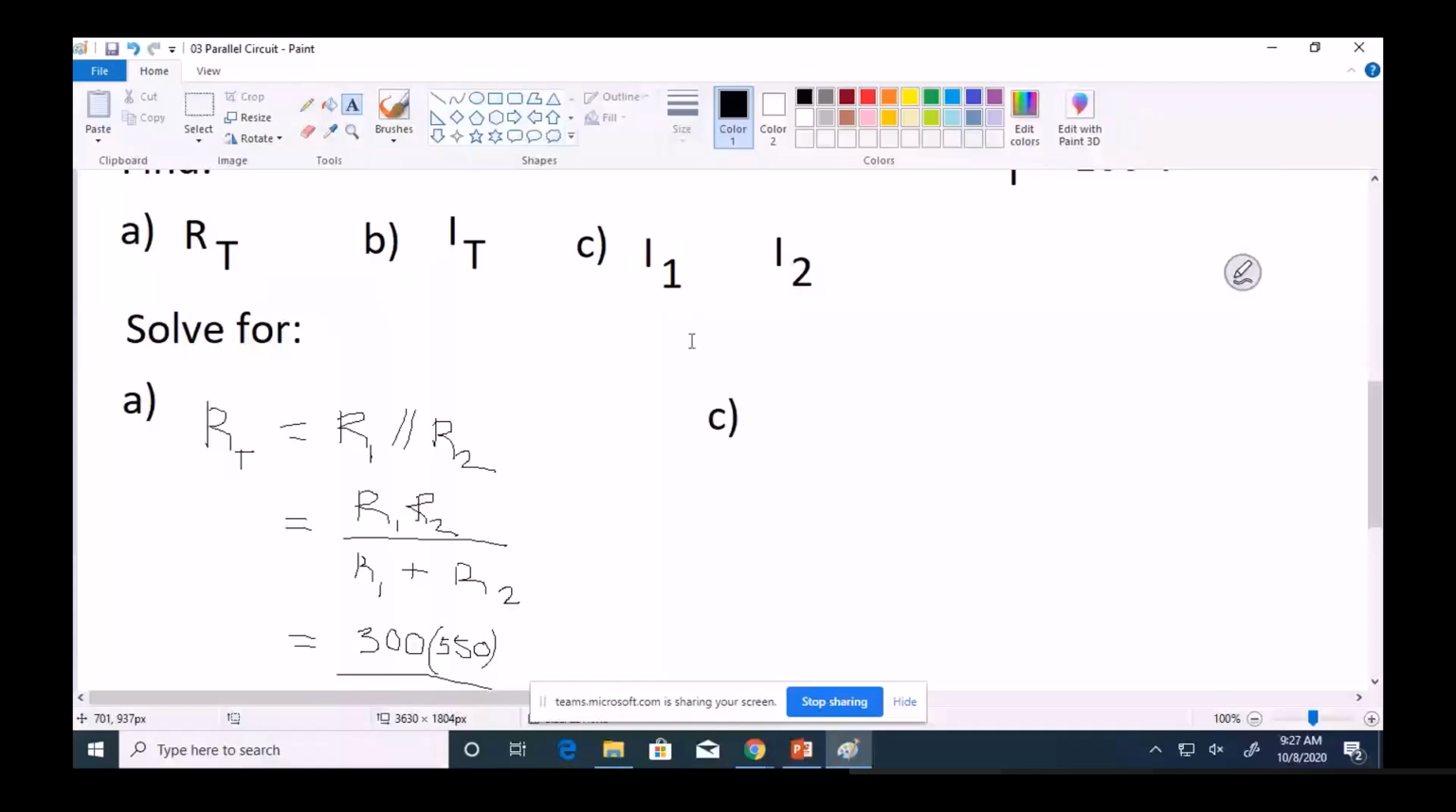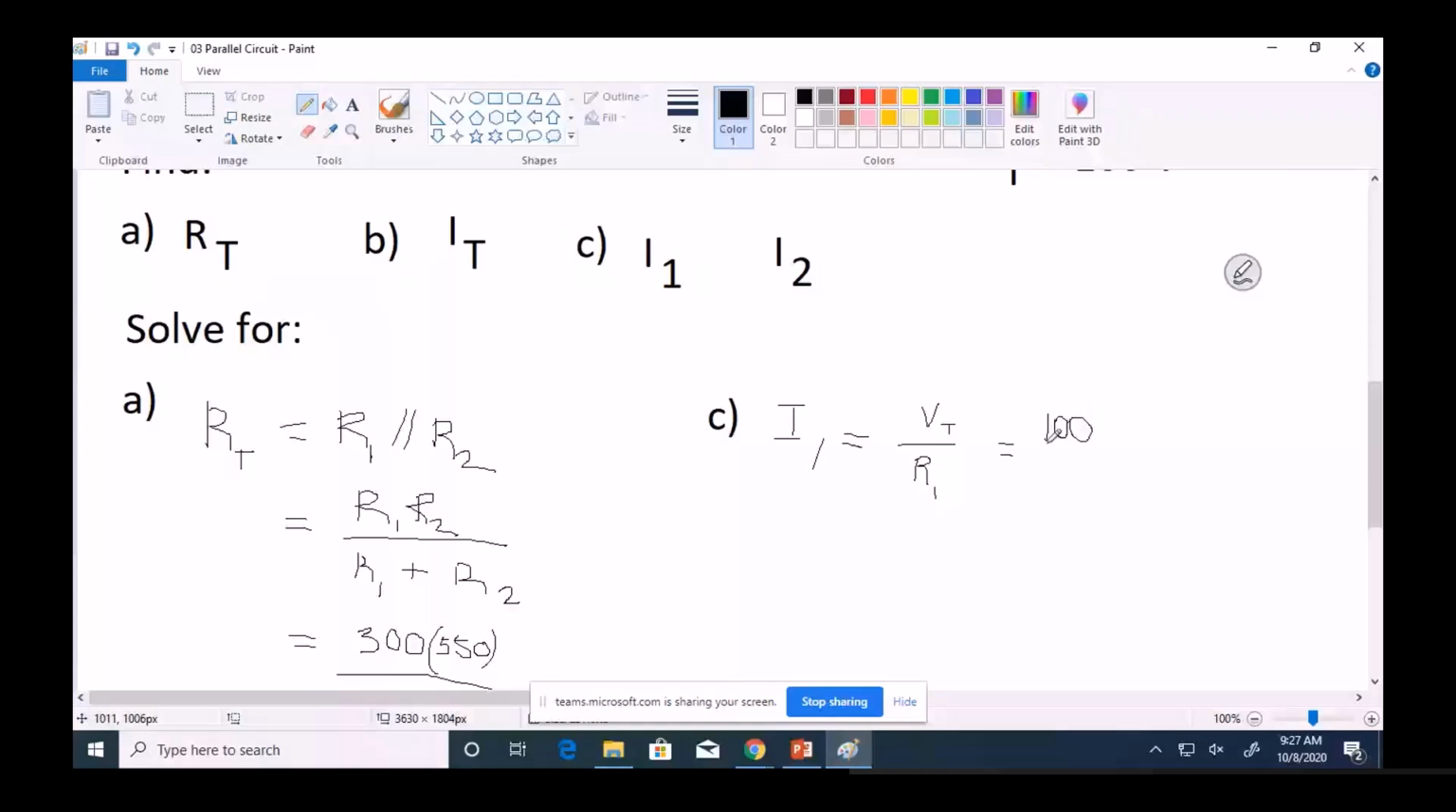So you think of Ohm's law. I1. When it is I, it should be V over R. So what will be here? This is I1. This must be R1. This must be V total. So you have here 100. Your R1 is 300.